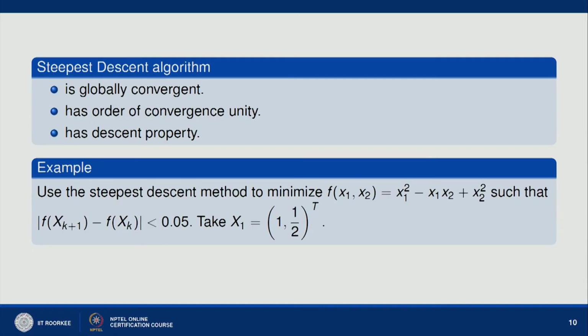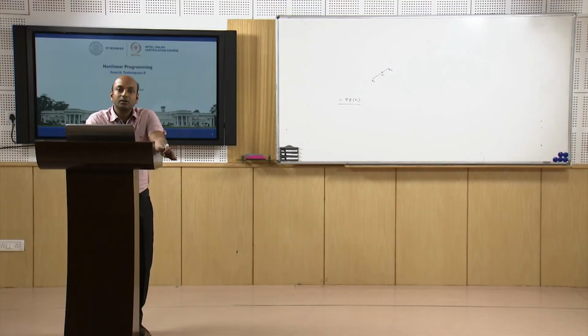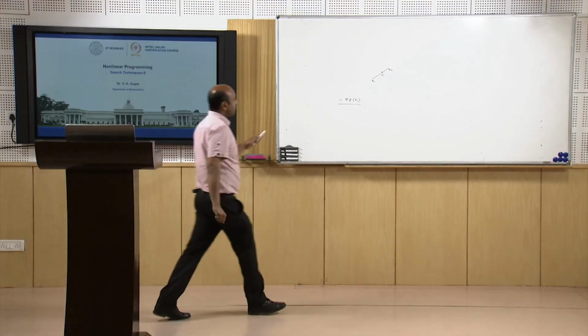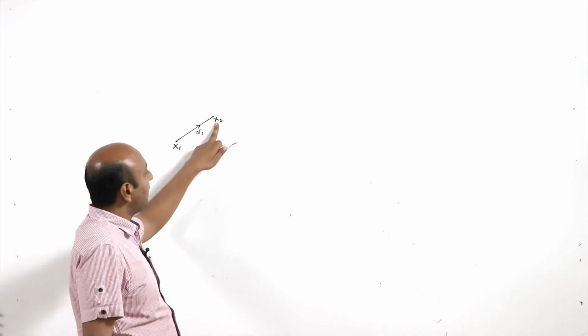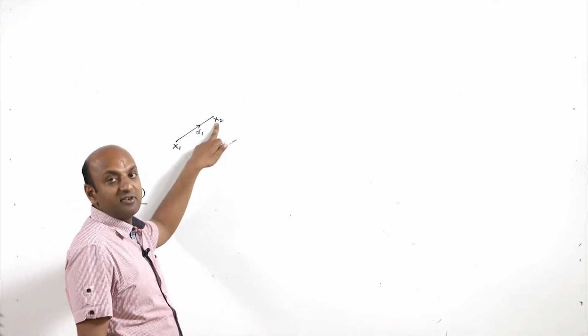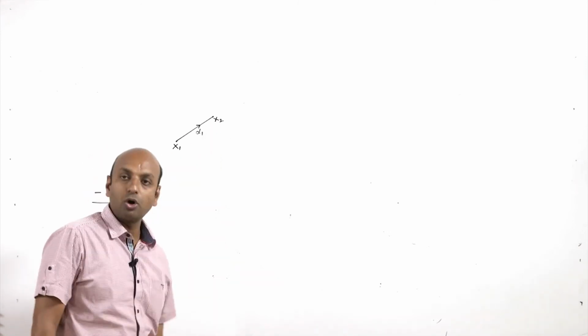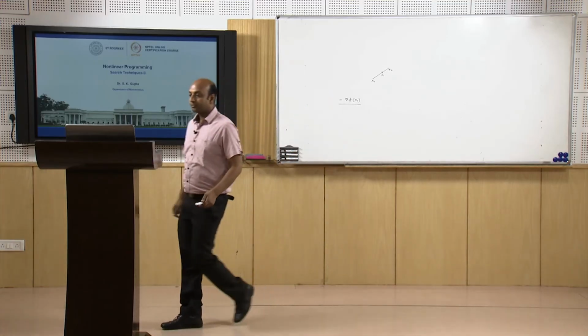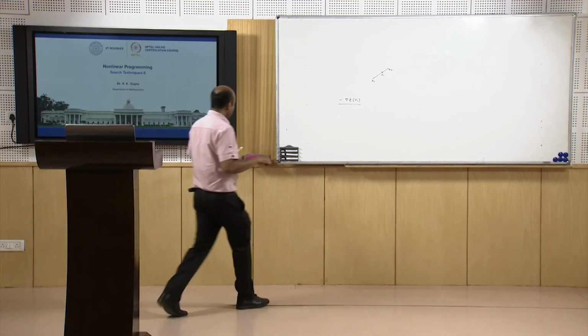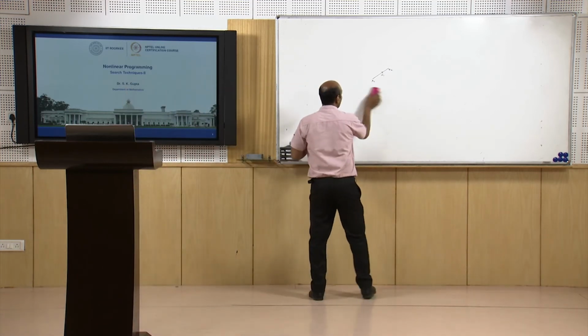It has some very important properties. One is that it is globally convergent. Second is that it has order of convergence 1, and it has a descent property. Descent property means that in every stage, whatever x we find will always give a value less than the previous one. So, this has a descent property. Suppose we start with this problem. Let us discuss this problem, so things will be more clear.